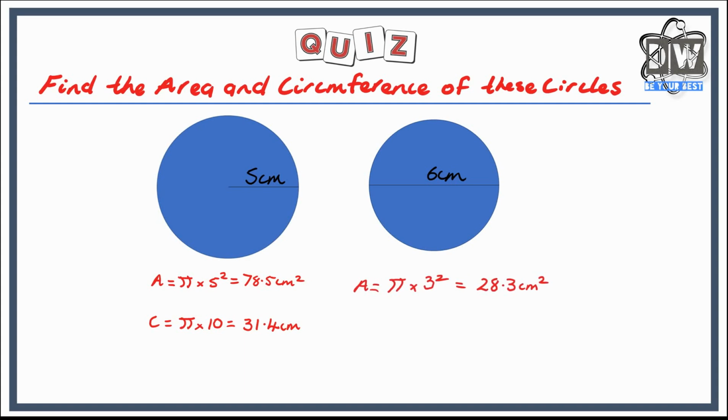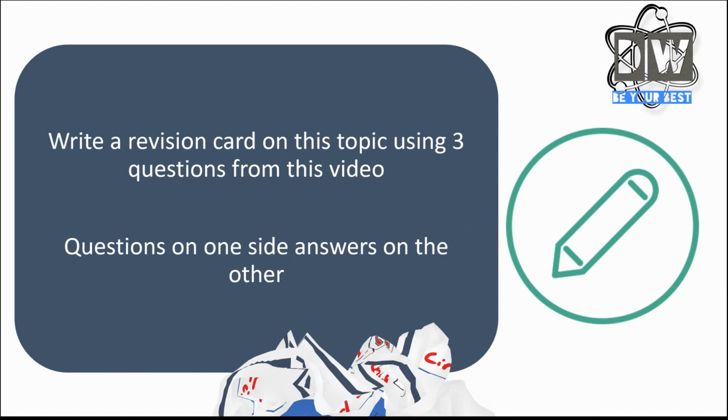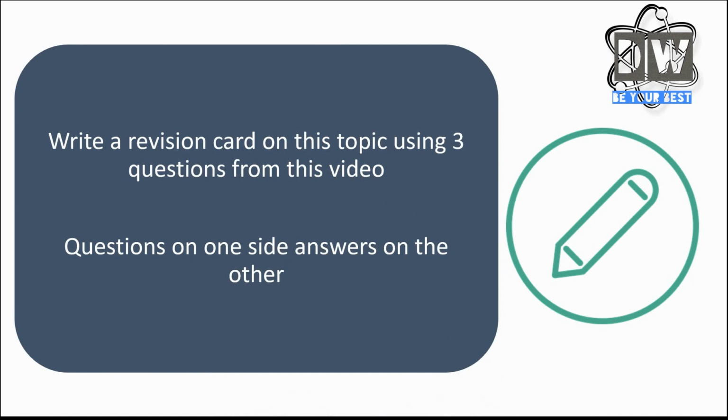Next one is pi times 3 squared, because obviously the radius is half the diameter, and that equals 28.3 centimeters squared. And last but not least, we have pi times 6, which equals 18.8 centimeters. Fingers crossed you got those right. If you got them wrong, go back, watch it again. No, it hurts, but do it anyway.